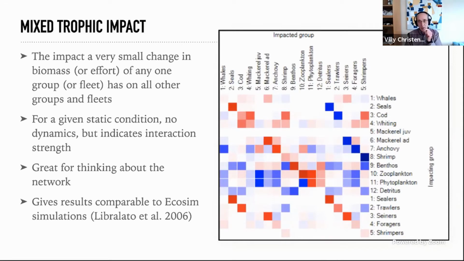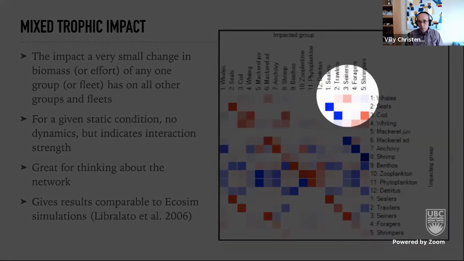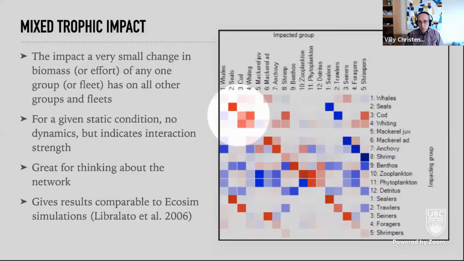You can think of it also in this way: what would happen if you make an infinitesimally small change in the biomass of a group? Very small, because we are looking at a static situation, but it tells you something about the direction of change and the strength of change. Now, in this plot, red means negative impact and blue means positive impact. We can look across and compare these impacts. The darker they are, the stronger the impact.